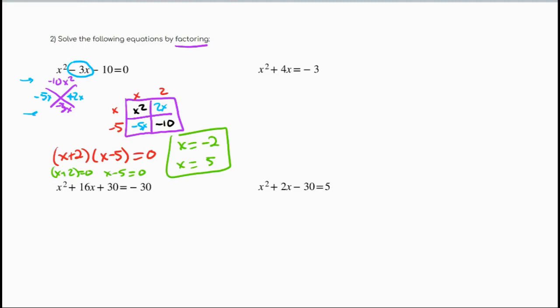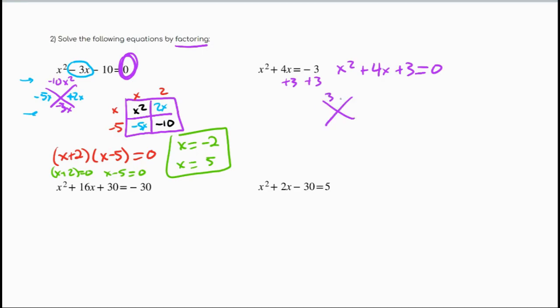So that second one here, remember that the first thing we always have to do when we're trying to factor is it has to be equal to 0. So in this one, the first thing I'm going to do is add 3 to both sides, and I'll rewrite this as x squared plus 4x plus 3. Now that it's equal to 0, I can factor. So use my diamond and box.